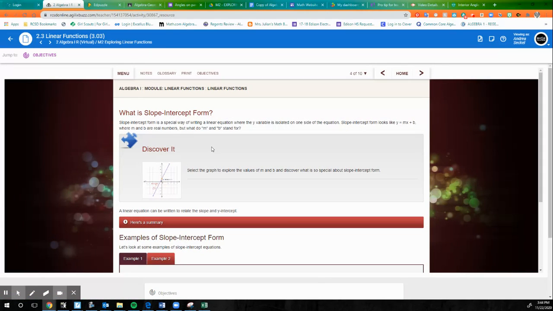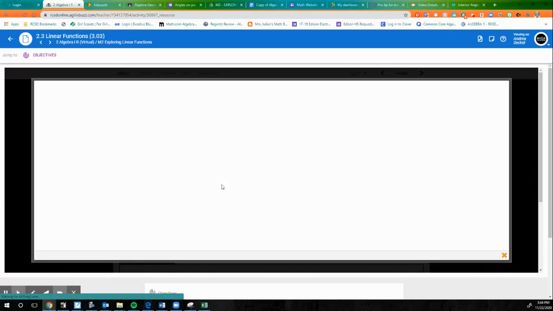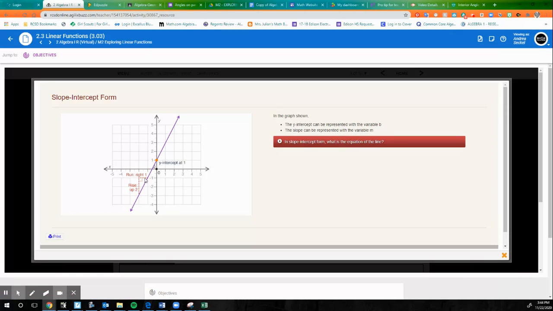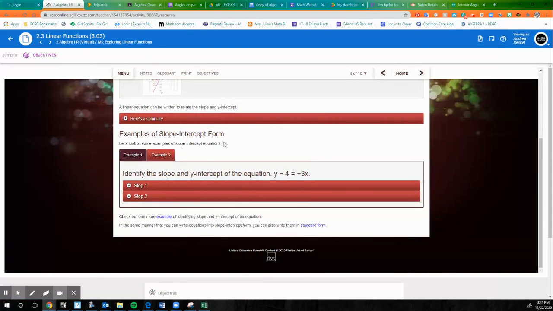Page 4 starts talking about slope-intercept form, which will hopefully start sounding familiar soon. There's a way to kind of visually see slope-intercept form. They talk about the two pieces you need for slope-intercept form. One is the slope right here, and the other one is the y-intercept. Okay, so we've got the y-intercept. Hopefully these letters sound familiar, your m and your b. So reading through all this stuff, it gives you some examples.